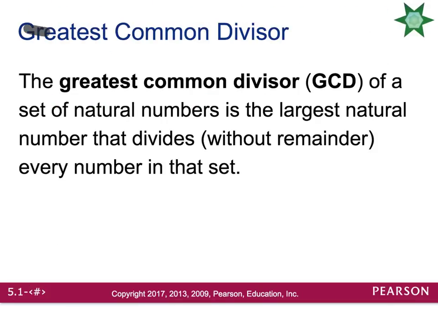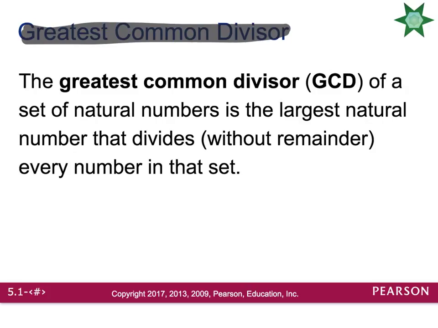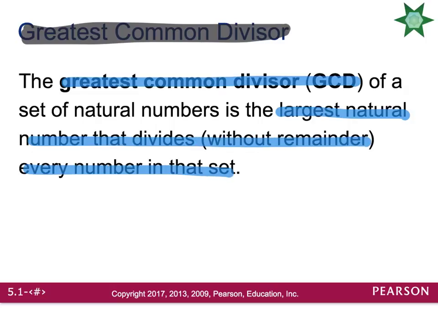Okay, let's talk about the greatest common divisor. The greatest common divisor is GCD, sometimes we say. It's the largest natural number that divides without remainder every number in its set. So we're going to look at the set of natural numbers, and we're going to look at the biggest number that goes into all of them, that divides into all of them.